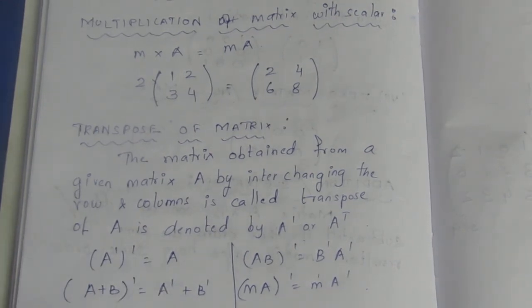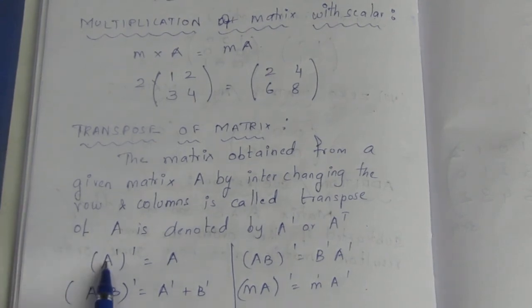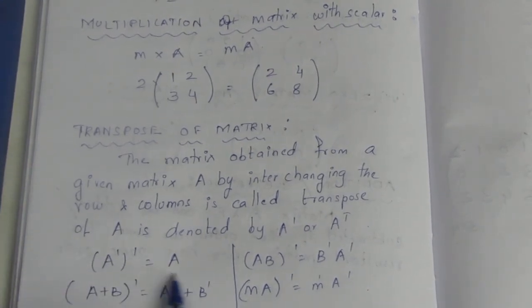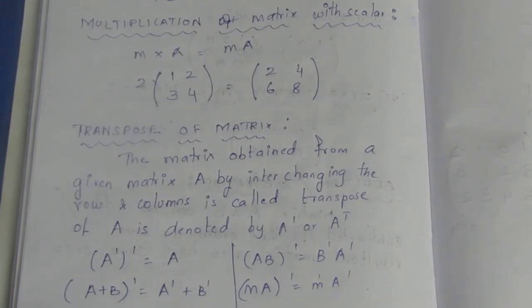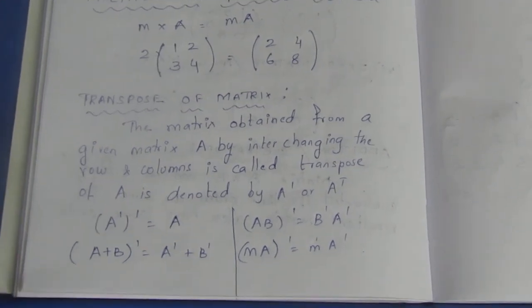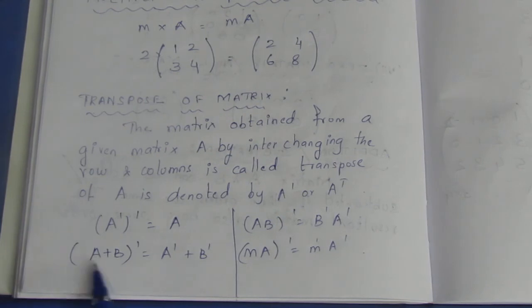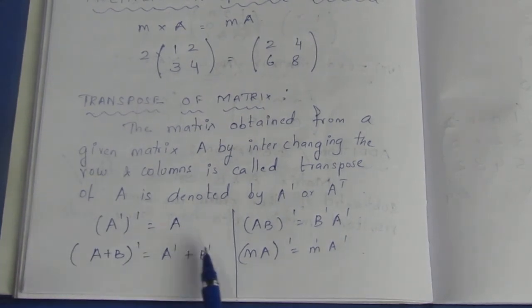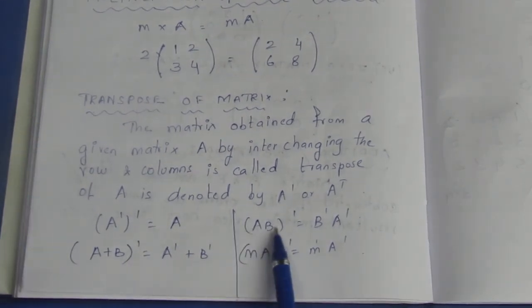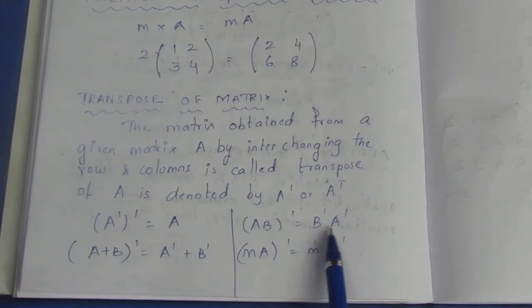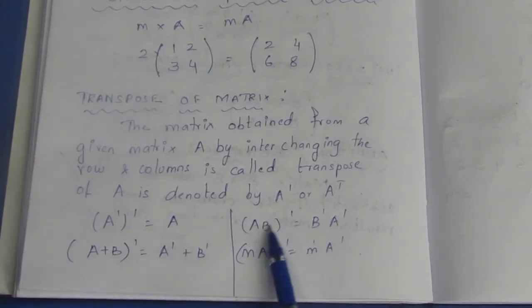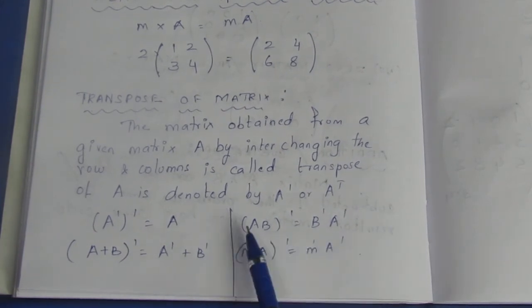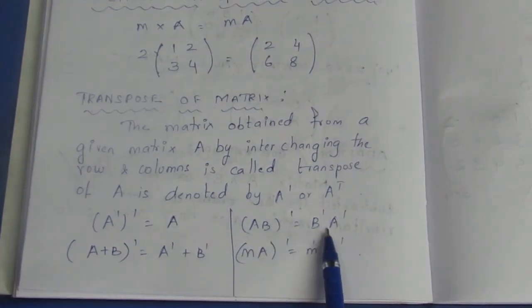If you do A transpose once, and again you do the transpose of the elements of the matrix, you will get A. The row will turn into column, and again the column will turn into row, so you will get A. So remember that the transpose of A transpose will be A. The transpose of A plus B is equal to A transpose plus B transpose. The transpose of AB is equal to B transpose into A transpose. It is not just A transpose into B transpose. No, it is B transpose into A transpose.